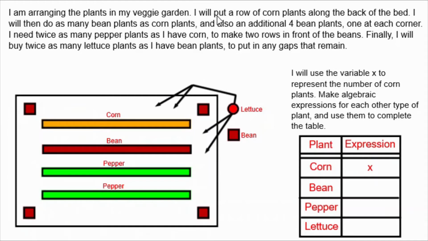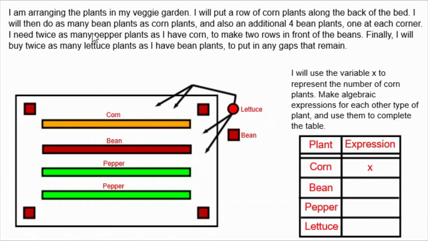I will put a row of corn plants along the back of the bed. That's shown in yellow. And I'm going to represent the number of corn plants I will buy with the expression x, as is already placed in the table. I don't know for sure yet how many corn plants I'm going to buy, so I'll just call it x number of corn plants.